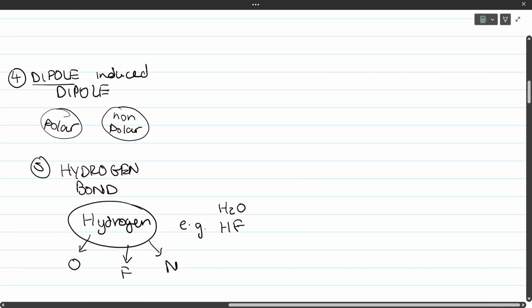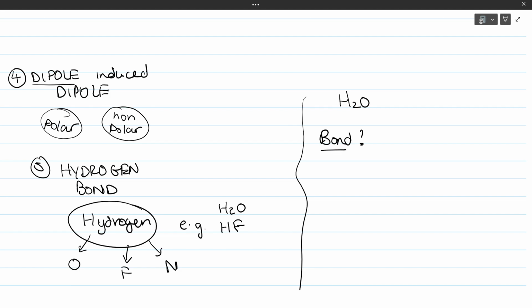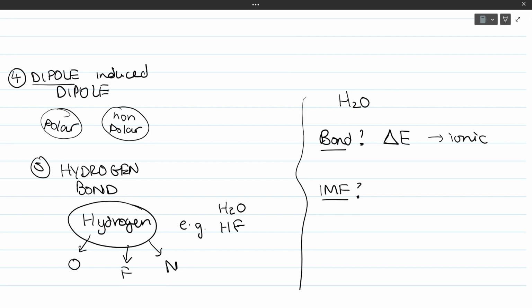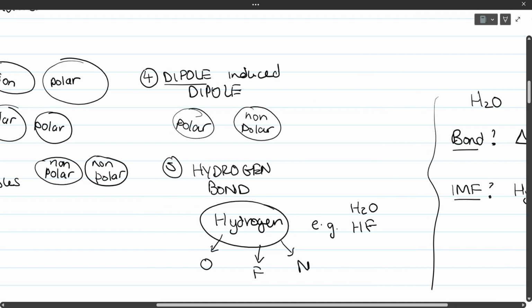So just to quickly look at the difference we've been talking about, if I'm talking about water, I want to know firstly what is the bond in water. If I'm talking about the bond in water, I'll go and find my change in electronegativity, get that value, which I think is going to be ionic. And if I'm talking about intermolecular force, for this, you need to now look at these headings. So here you can clearly see you're dealing with a hydrogen bond. So take note of the difference between a bond and intermolecular force.